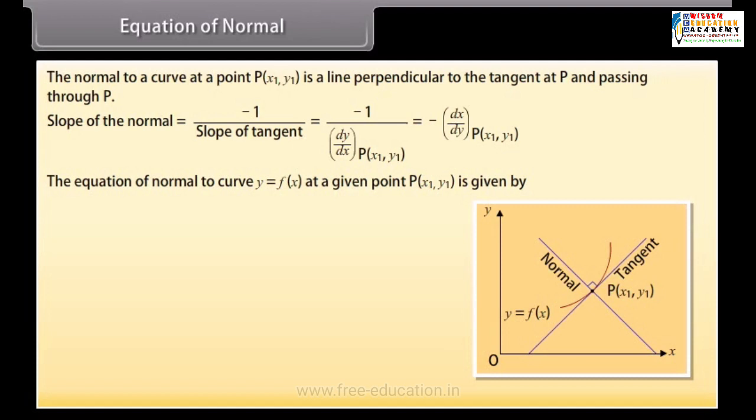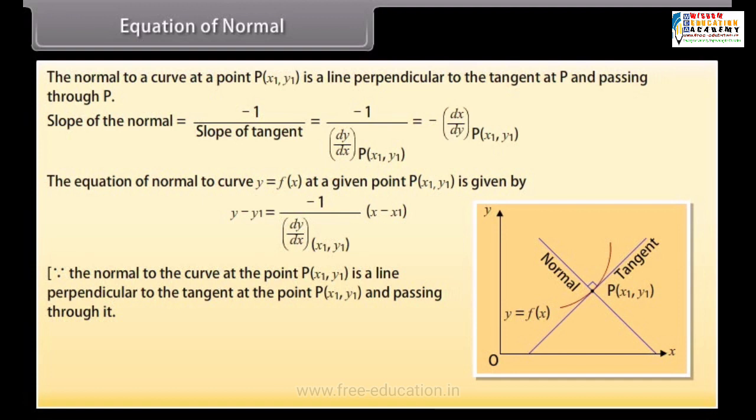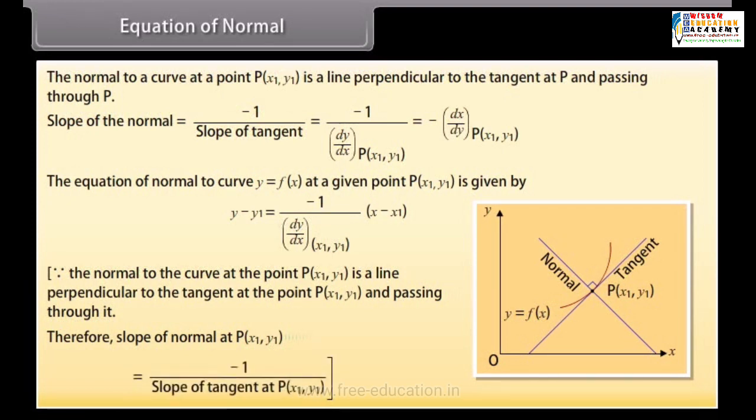The equation of normal to curve y is equal to f of x at a given point P(x1, y1) is given by y minus y1 is equal to minus 1 by dy by dx at point (x1, y1) into x minus x1. Since the normal to the curve at the point P(x1, y1) is a line perpendicular to the tangent at the point P(x1, y1) and passing through it, therefore slope of normal at P(x1, y1) is equal to minus 1 by slope of tangent at P(x1, y1).